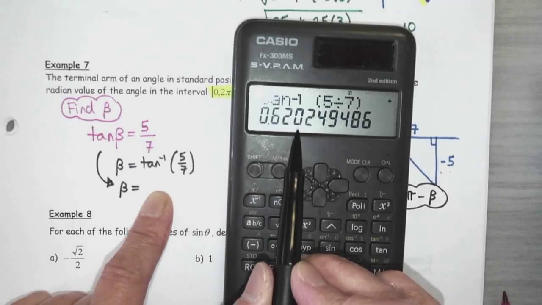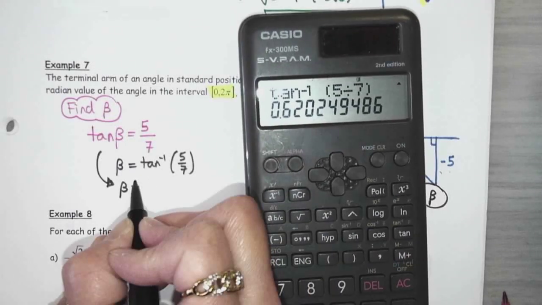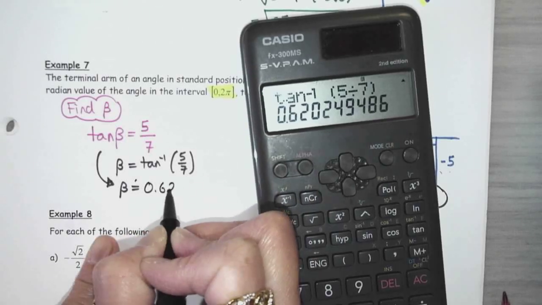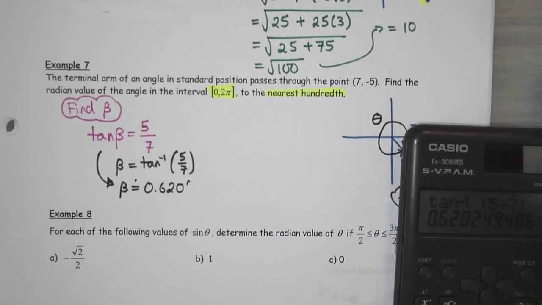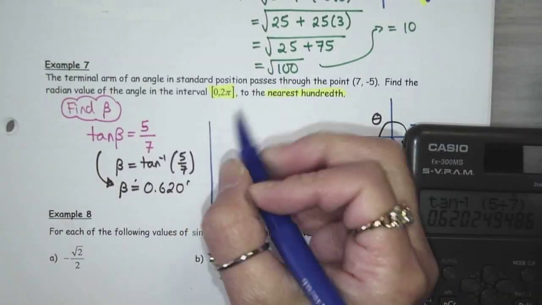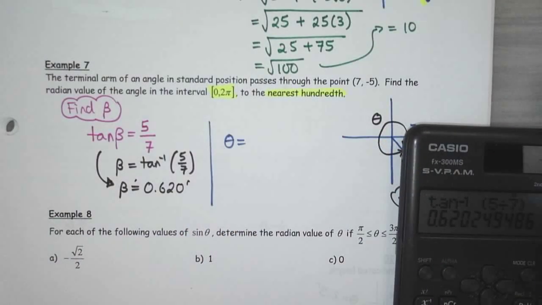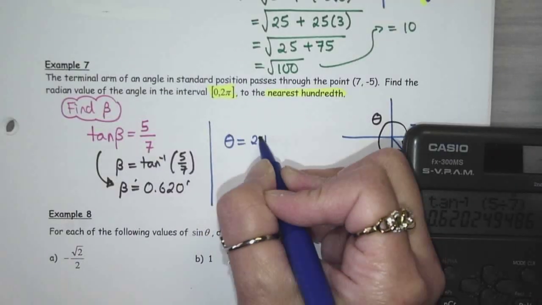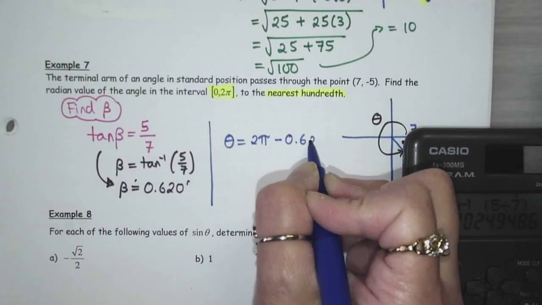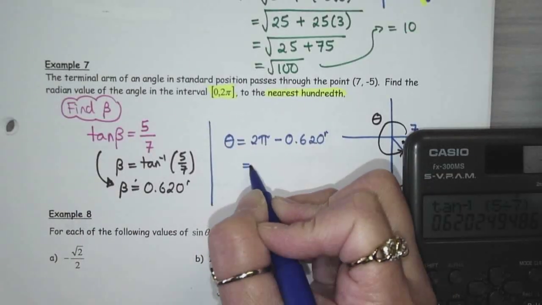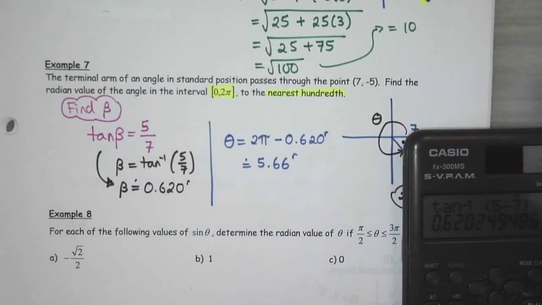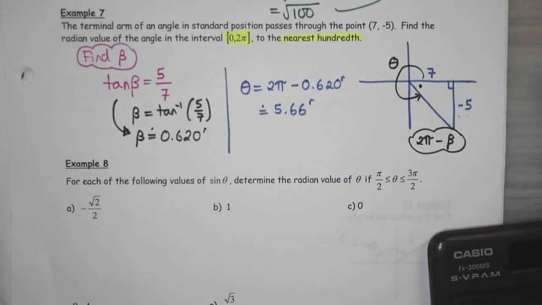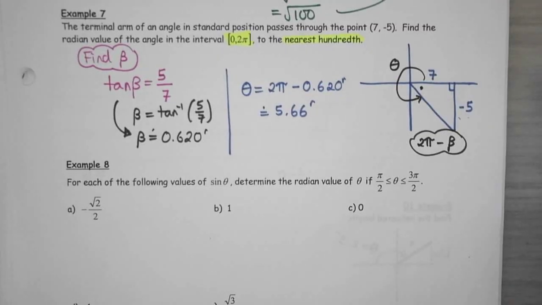I'm going to keep 3 decimal places, even though I only need 2. So 0.620 radians. Okay? And then I'm going to find my answer. So theta equals 2 pi minus 0.620 radians, which gets me approximately 5.66 radians. Right, so it's almost the same question, but I was asking for the angle, not just the ratio.